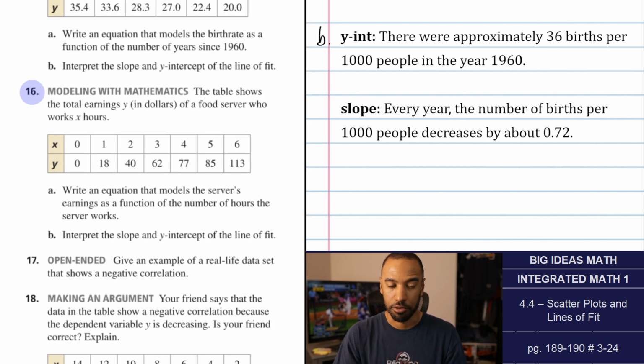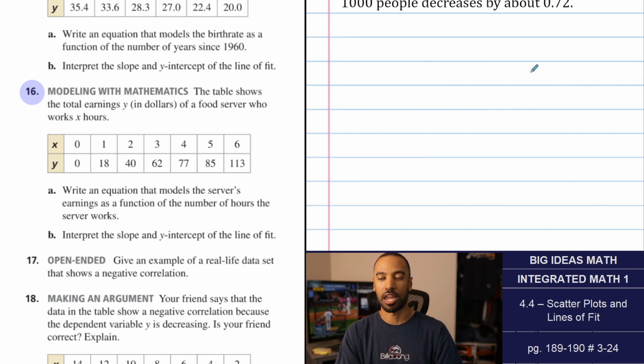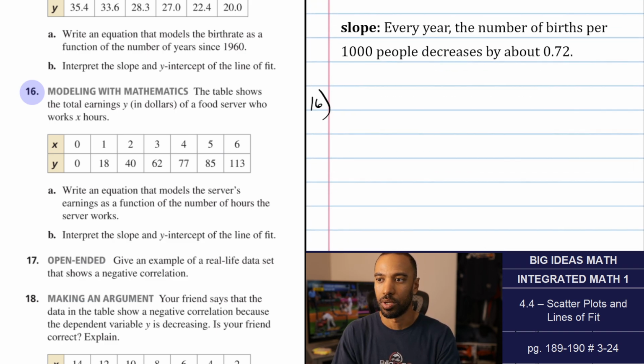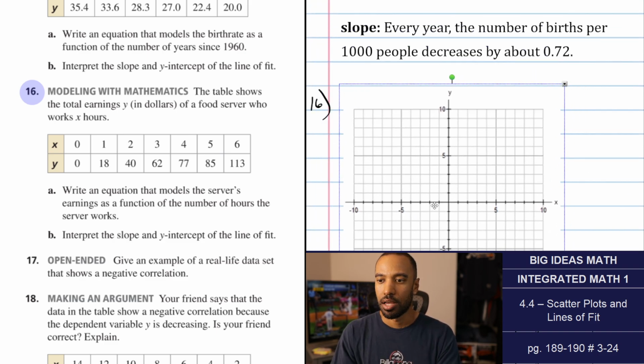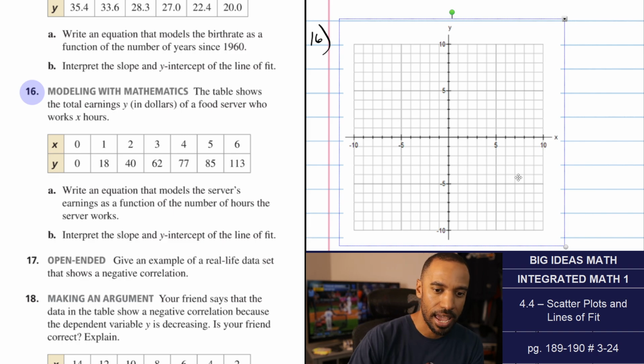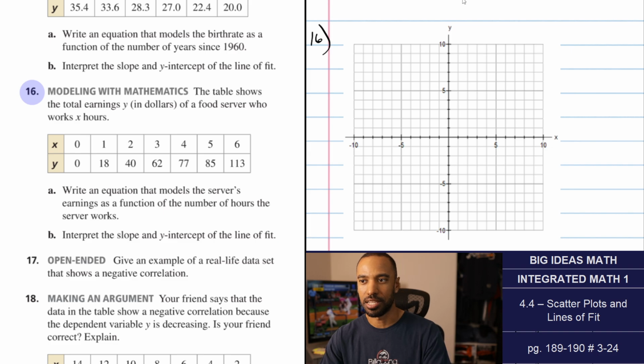Same thing, different model, okay? So we have to do the scatter plot, the graph, all that kind of stuff. So number 16, we got what? X goes 1 through 6. I think I'm good keeping the x's as they are. Y jumps from 0 all the way up to 113.